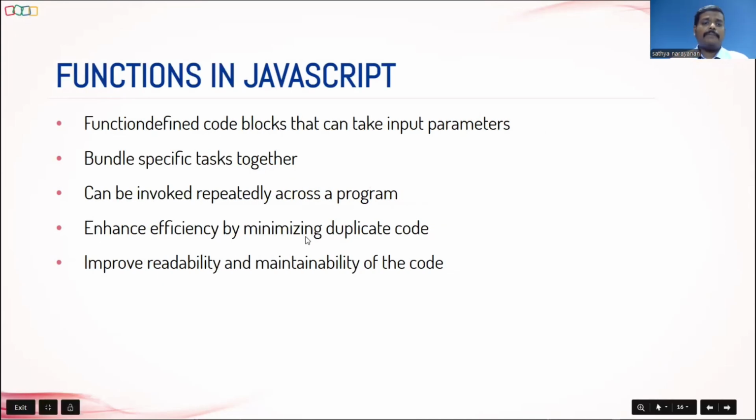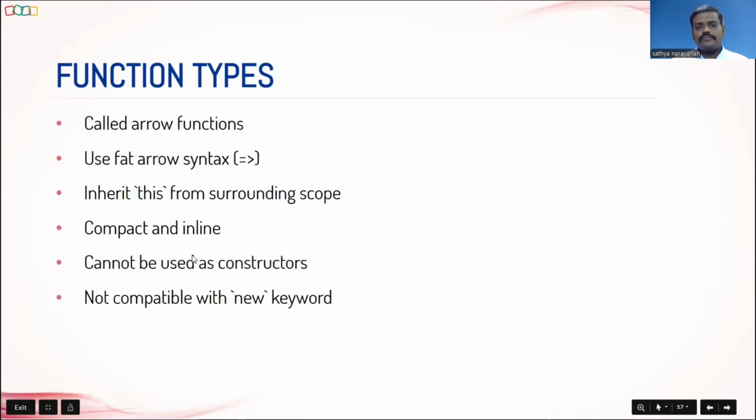Functions in JavaScript. Functions are defined code blocks that can take input parameters. A function bundles specific tasks together under a function name that you can use. It can be invoked repeatedly across a program. It enhances efficiency by minimizing duplicate code. Lastly, it improves the readability and maintainability of the code.